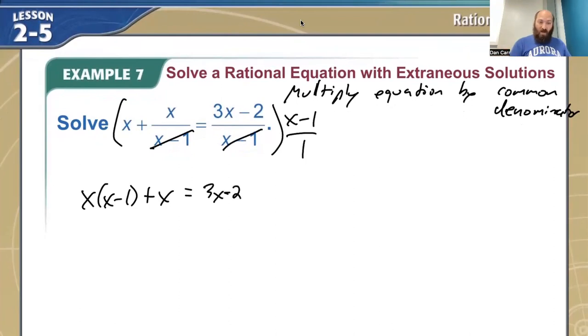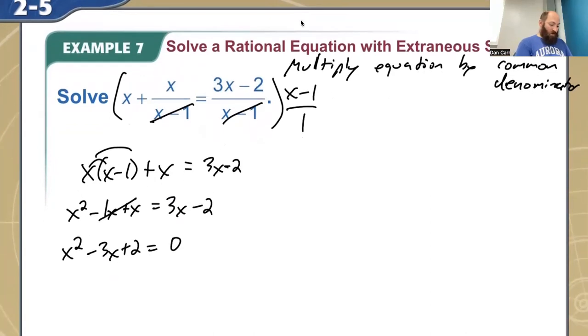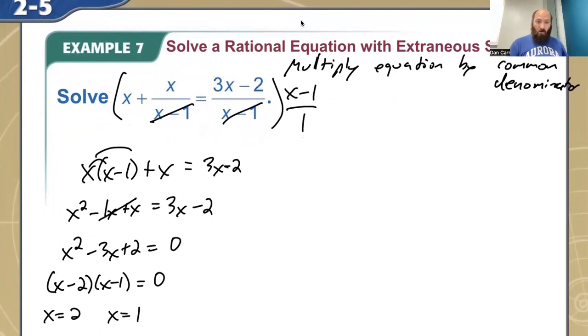Now it's just a matter of solving it out. So I've got to distribute here. So I get x squared minus 1x plus x equals 3x minus 2. We can combine these. Those are going to cancel each other out. But because it's a quadratic, let's make it equal to 0. So x squared minus 3x plus 2 equals 0. This one's factorable, so let's go ahead and do that. (x minus 2)(x minus 1) is equal to 0. So I solve those out. I get a positive 2 and a positive 1. So that's my final answer.